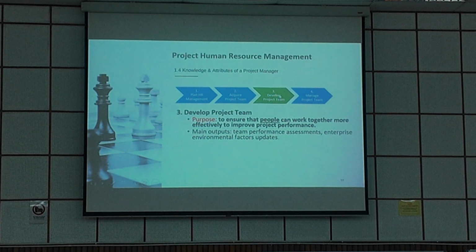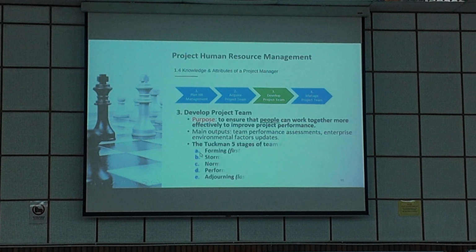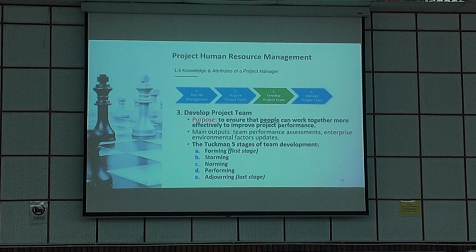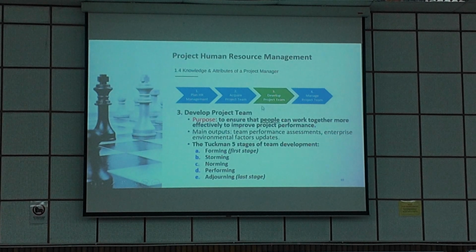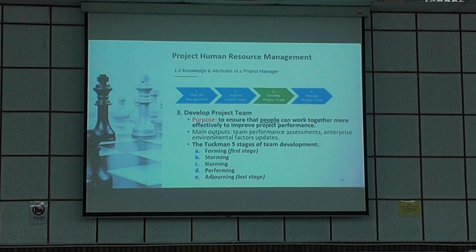Okay, so next is develop project team. So develop project team is to ensure people can work together more effectively to improve project performance. Okay, so the five stages of team development: forming, storming, norming, performing, and adjourning.